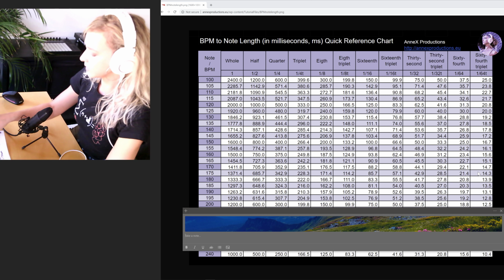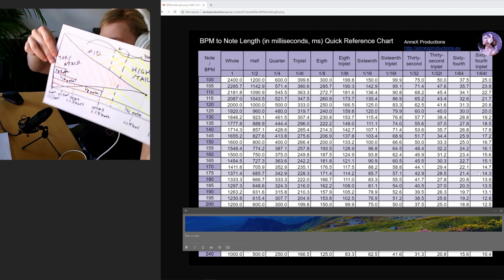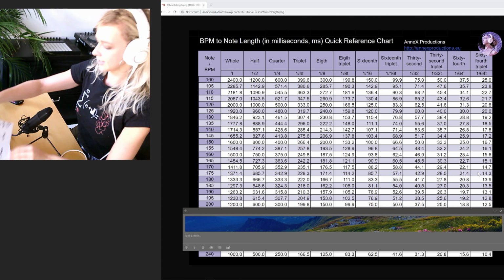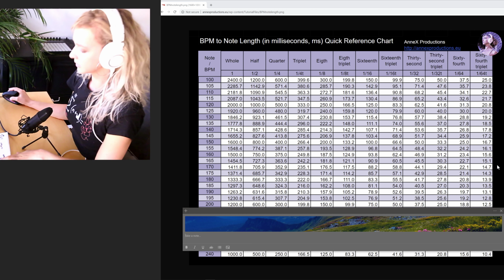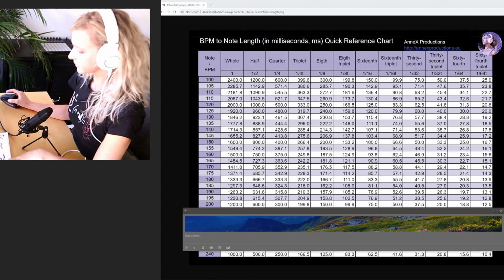This is the same if you watch my kick tutorial when I made this diagram. So there's the milliseconds on the bottom, and the note lengths on top of those. So one kick goes over a quarter note.